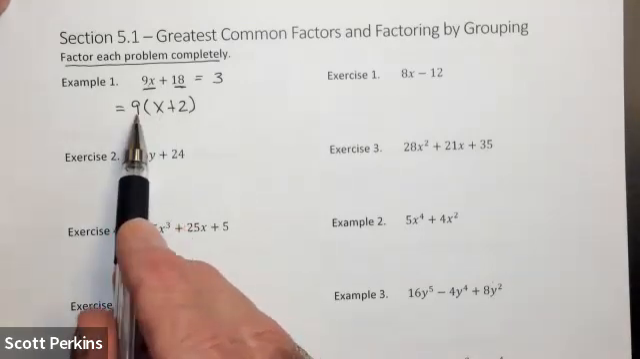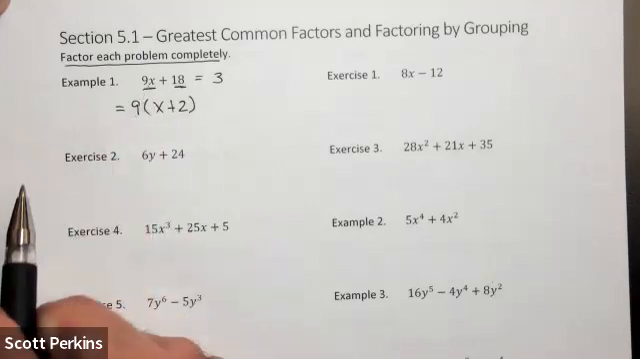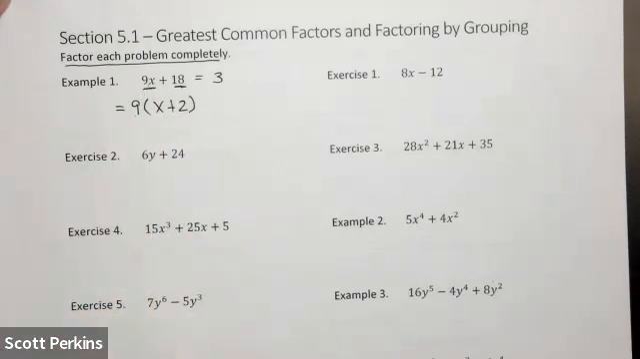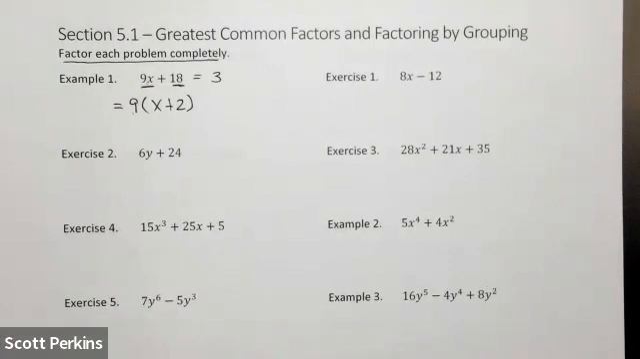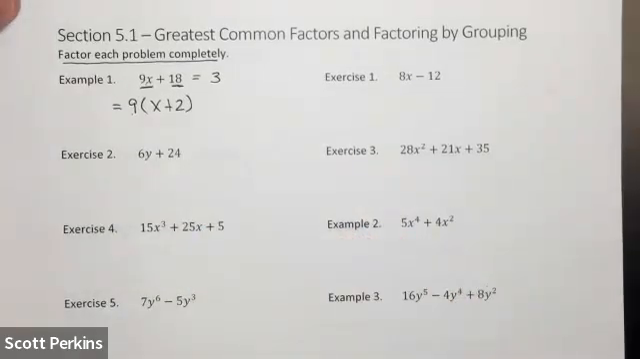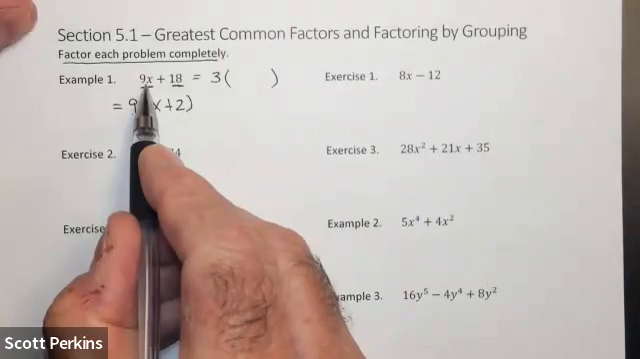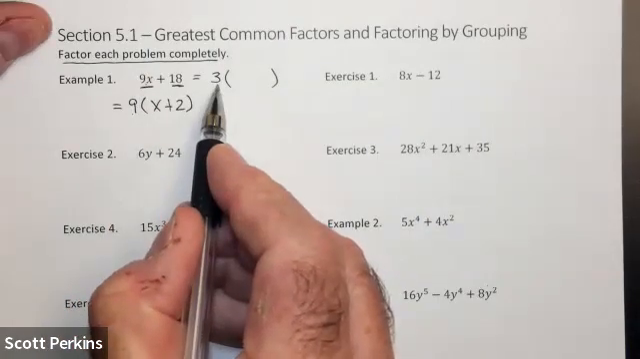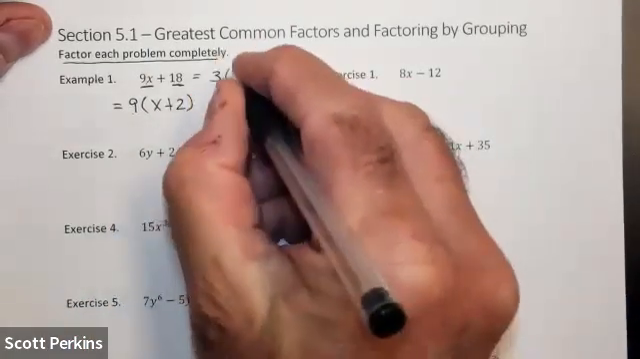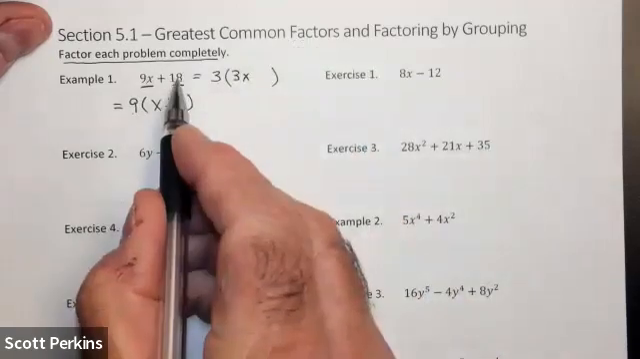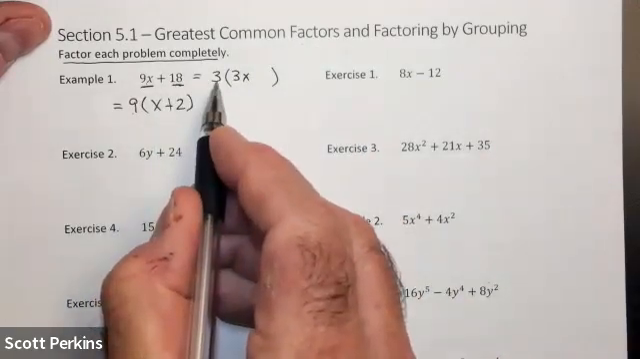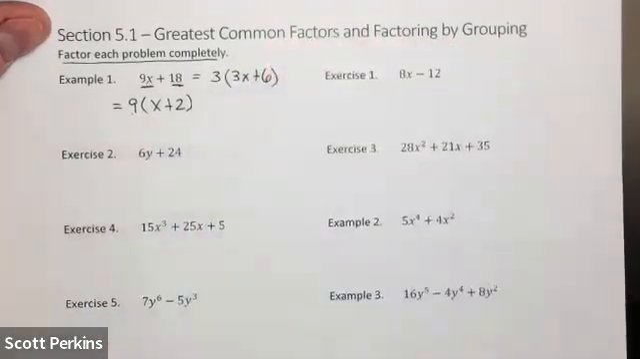I've got two things multiplied together that would give me 9x plus 18. Now, I know some of you are thinking, hey, I would have said 3. Would that have been wrong? Well, not completely. If you had said 3, here's what would have happened. 9x divided by 3 leaves me what? 3x, yes. And then 18 divided by 3 leaves me 6.